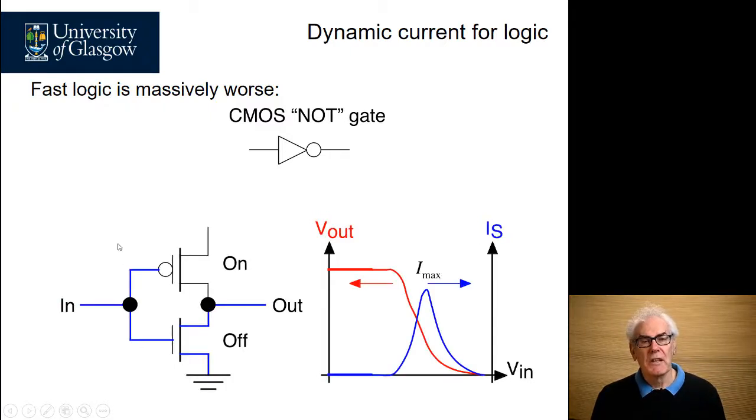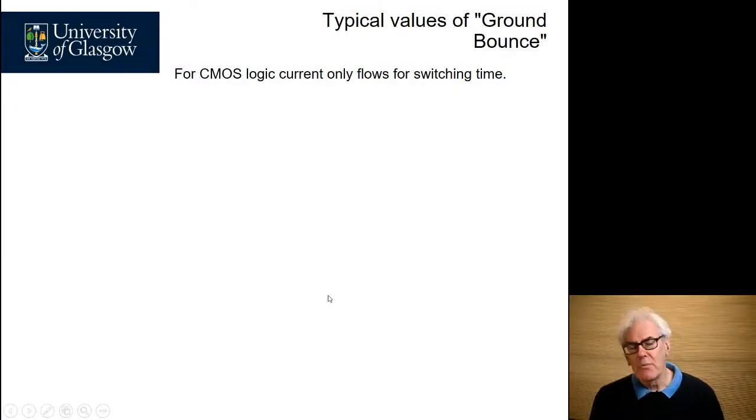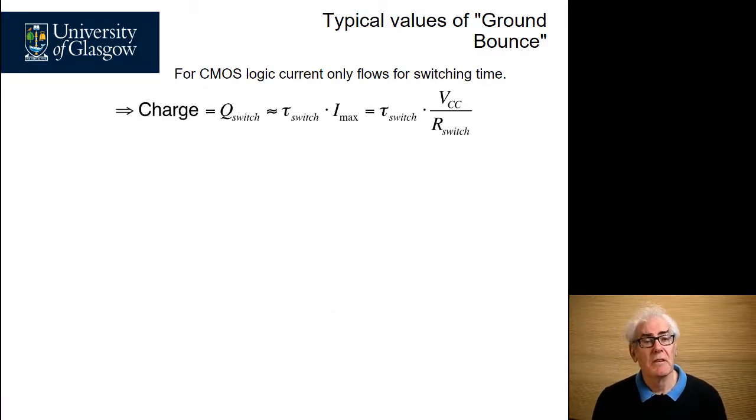When the input goes to a hard 1, it turns off the top transistor and only the bottom transistor conducts. So we have a spike here as both transistors turn on, and then a reduction in current when the top transistor turns off. So we end up with very large current spikes in digital circuits. So let's work out and try to understand some typical values of what we call ground bounce. This is the current that's flowing into the ground during the switching time.